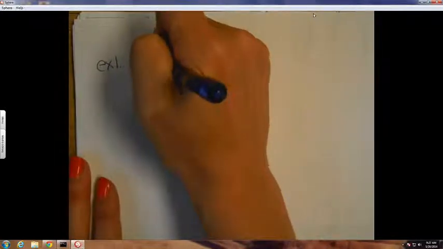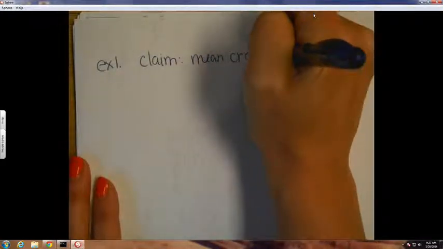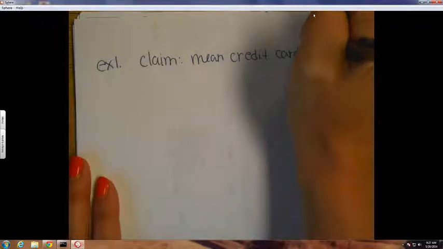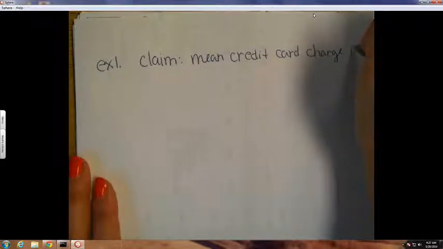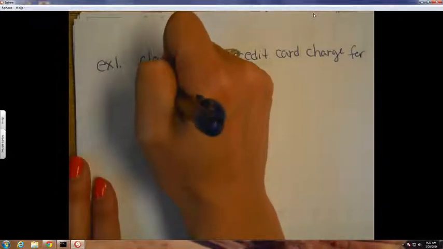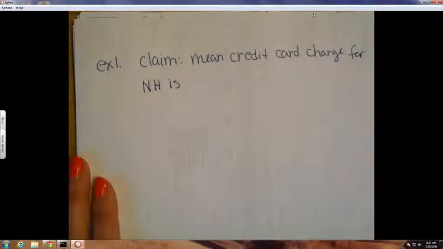Let's see, a survey indicates that the claim is that the mean credit card charge for residents of New Hampshire and New York. She said residents of New Hampshire and New York. Is that a population? Is that a sample? That's the population. They're making this claim about all of the residents of those 2 states. Remember, claims are always about population.